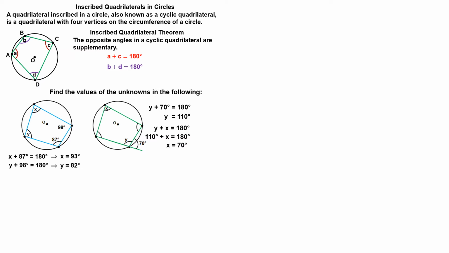It's always true. The exterior angle of a cyclic quadrilateral is equal to the interior opposite angle.